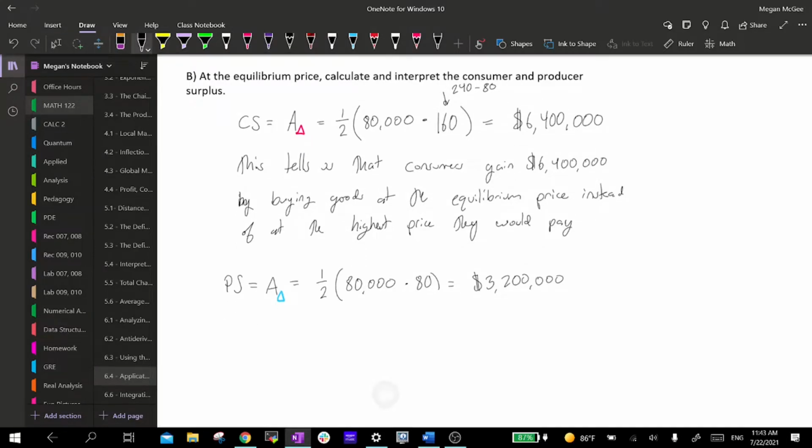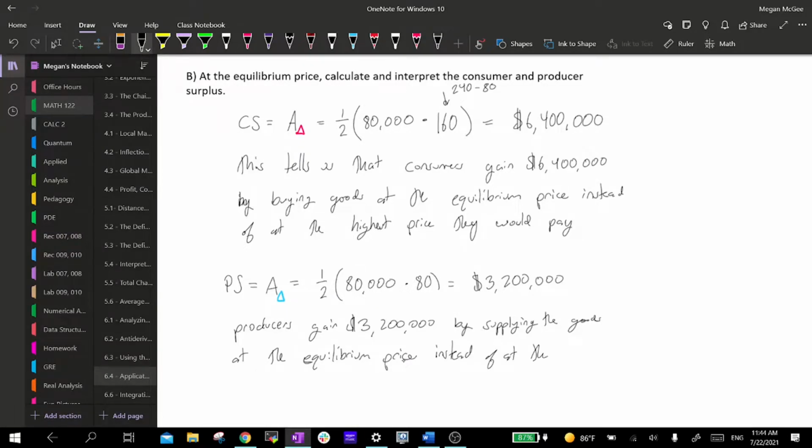And our interpretation is producers gain 3,200,000 by supplying the goods at the equilibrium price instead of at the lowest price.